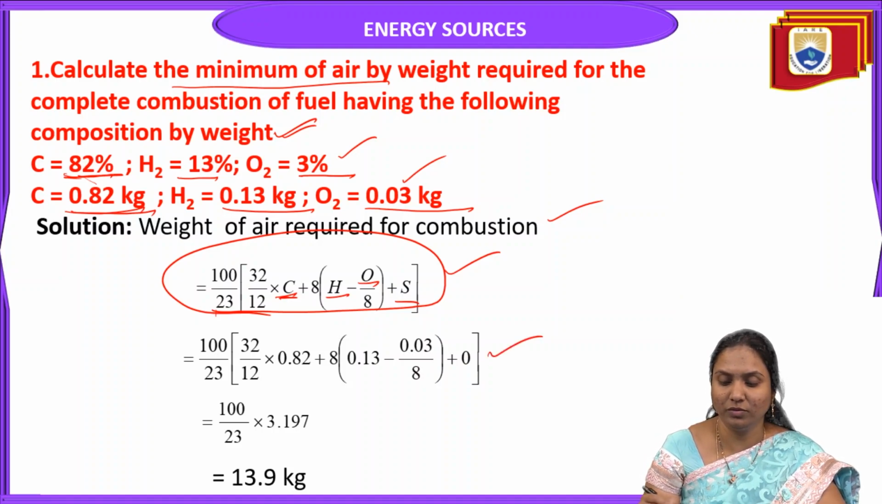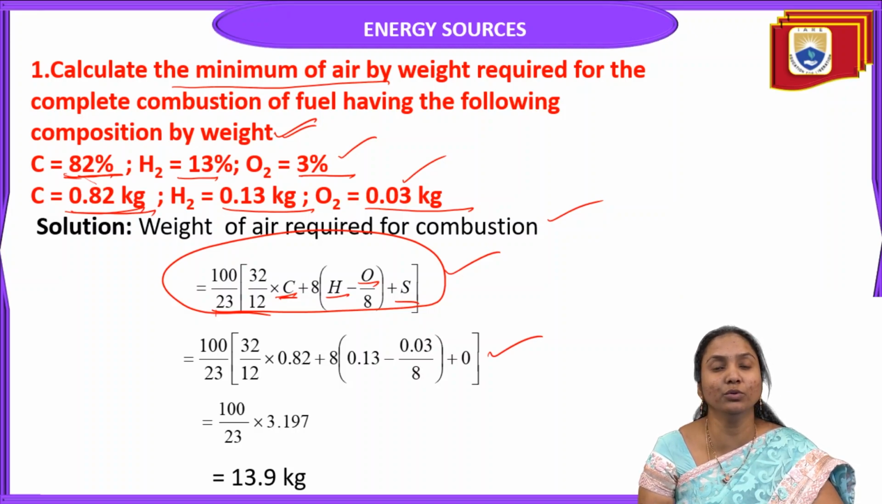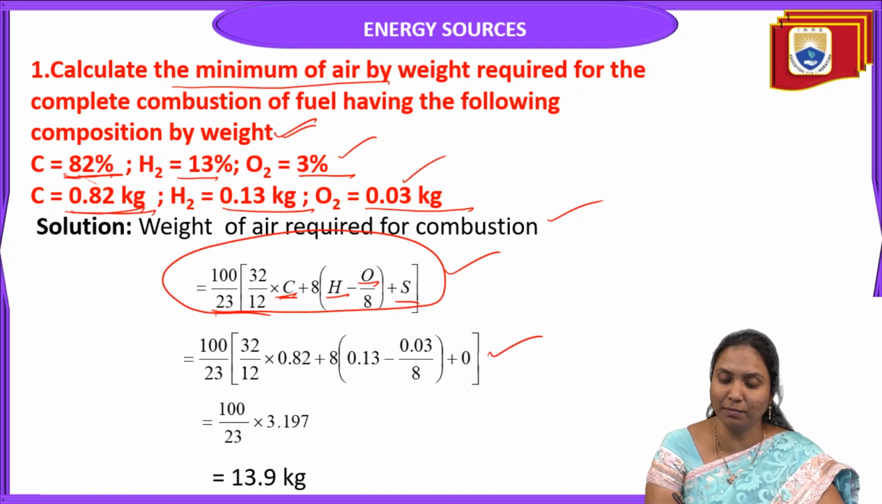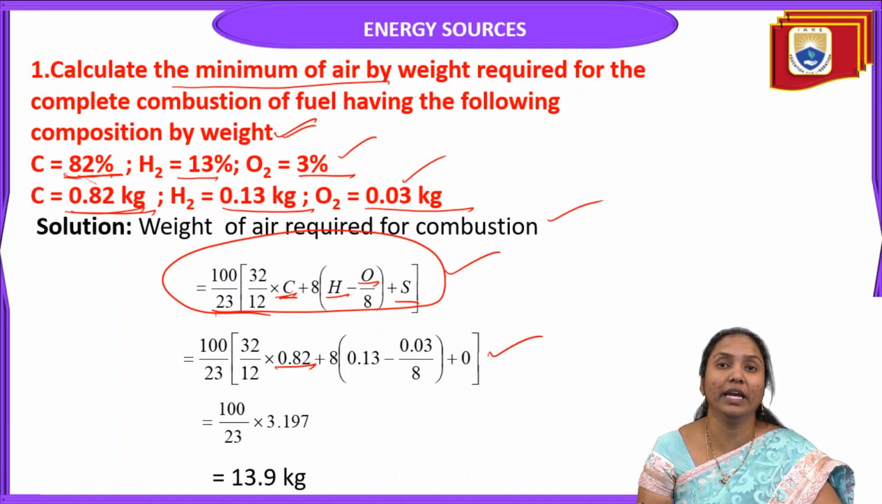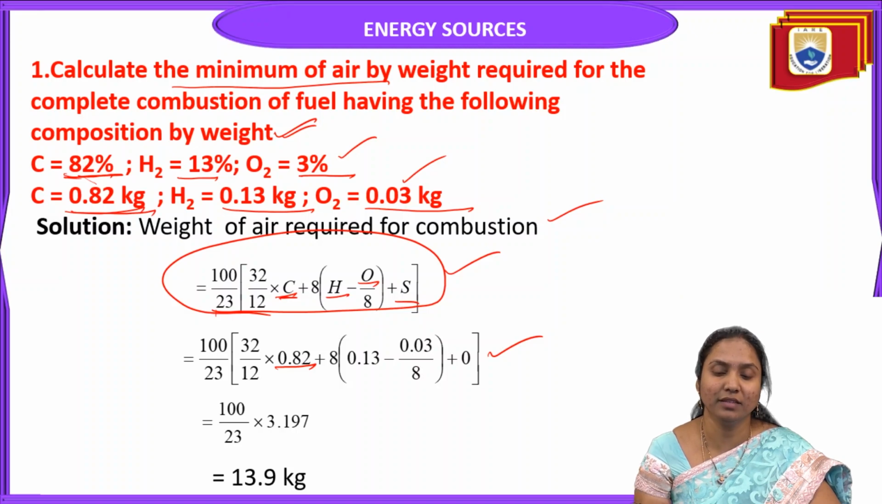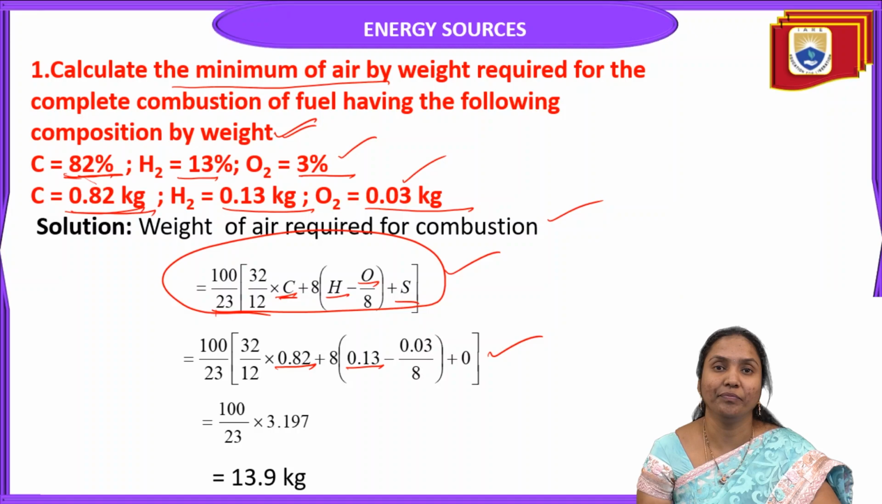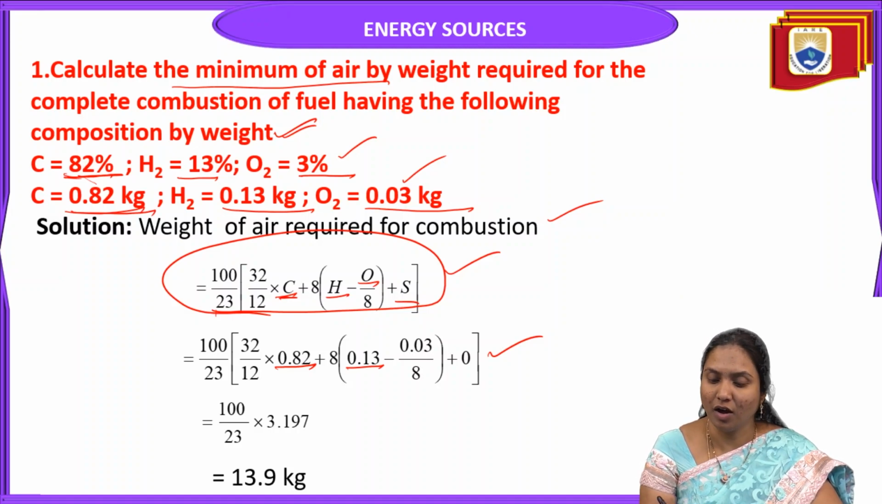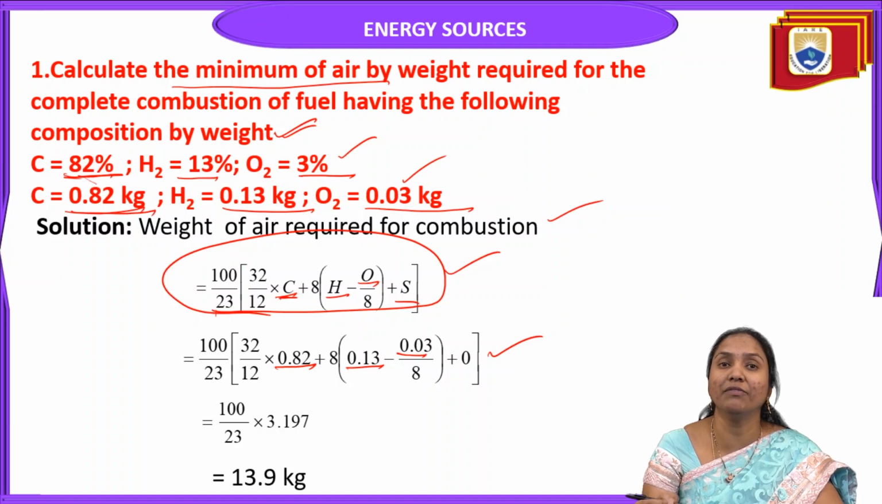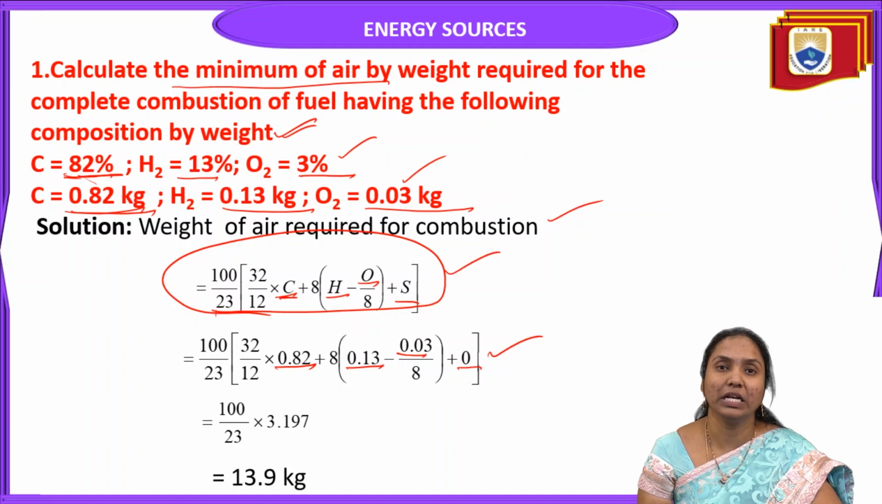So here now we'll get 100 by 23 into 32 by 12 into carbon weight 0.82, plus 8 into hydrogen weight 0.13 minus oxygen weight 0.03 by 8, plus sulfur weight, which is not given in that problem. So we are taking 0 here.